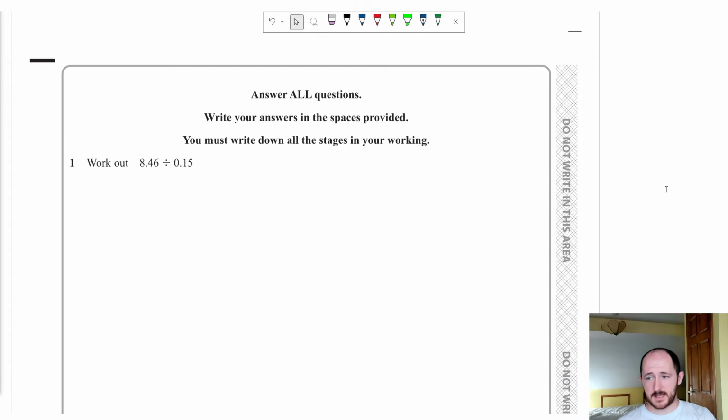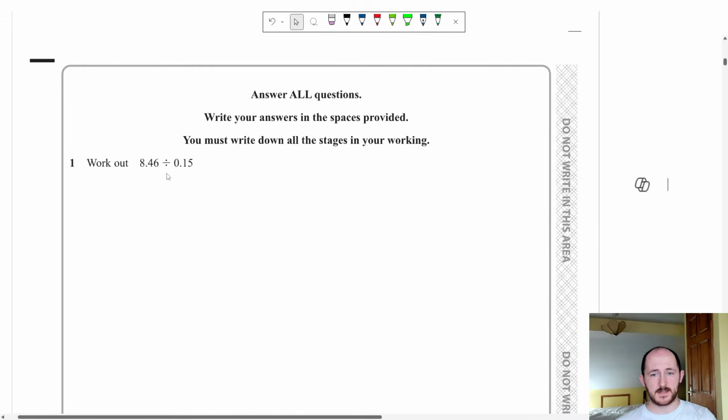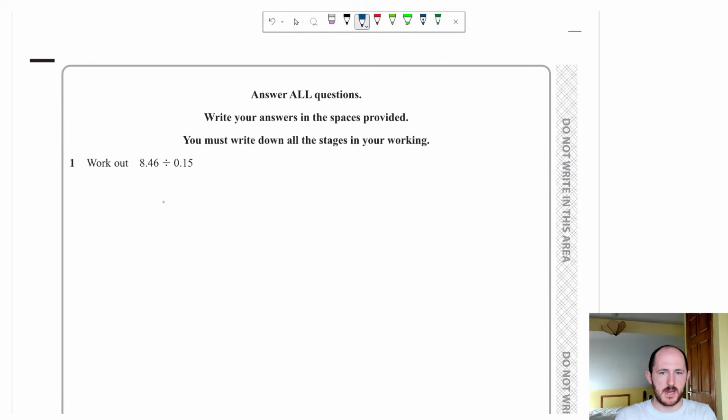So, dividing decimals. Believe it or not, a lot of people do get this slightly incorrect. There's a few ways that you can do this to make it easier for yourself, but I think in this question, the easiest thing for us to do is just to get rid of the decimals on both sides. Now, when I say that, we want to actually be mathematical about this. What do I mean? Well, I'm going to times the first one by 100 and the second one by 100. So I get 846 divided by 15, which I can just do using the bus stop method.